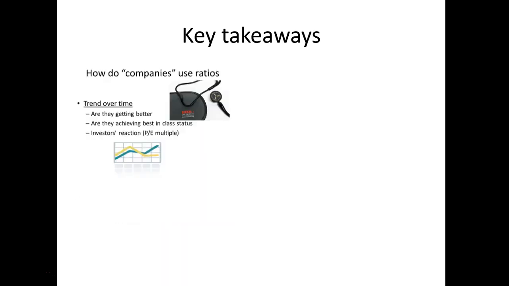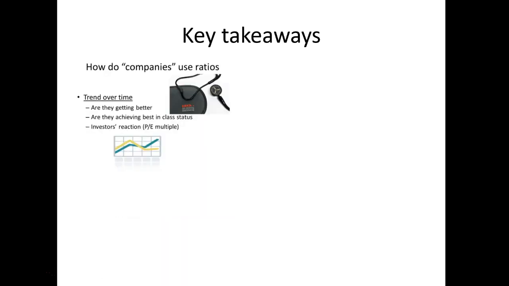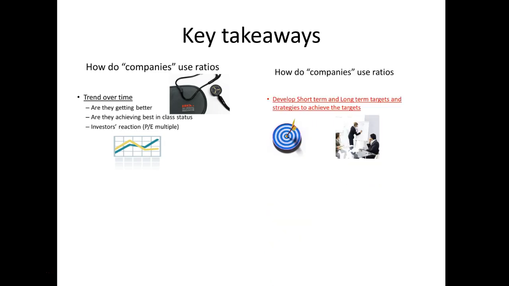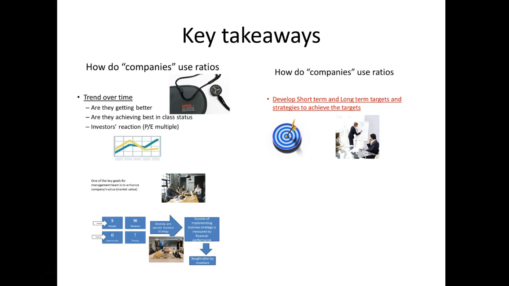So, in summary, the key takeaways from this module: how do companies use the ratio? Obviously, they use it to look over the trend. Are they getting better? How do they compare with the best in class? Looking at the investors' reaction for example, price to earning multiples. They use it for developing long-term, short-term strategy. Based on that, looking at the SWOT analysis, developing the strategy, and if they can perform the financial performance, they are more sought after by the investors.